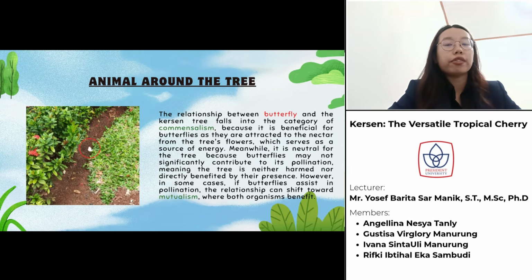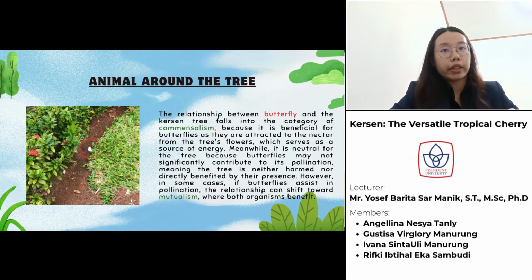Next animal, we have butterflies. Butterflies come to the flowers of the Carson tree to drink nectar, which gives them energy. Usually, butterflies don't really help the tree significantly, so this relationship can be considered commensalism. However, if there are a lot of butterflies, they can help with pollination by transferring pollen from one flower to another. If that happens, the relationship can be called mutualism.